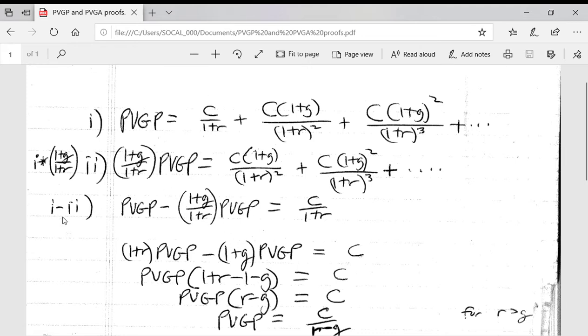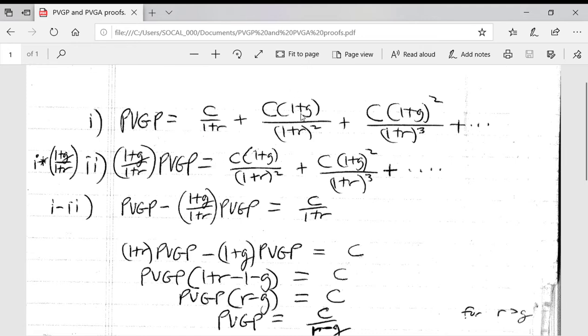So now we take the left-hand side of equation 1 and subtract from it the left-hand side of equation 2. So I have PVGP minus this, 1 plus g over 1 plus r times PVGP. Now the right-hand side is easier, okay? Because we have some canceling going. Now we don't get any canceling with this term, because this term doesn't appear down here.